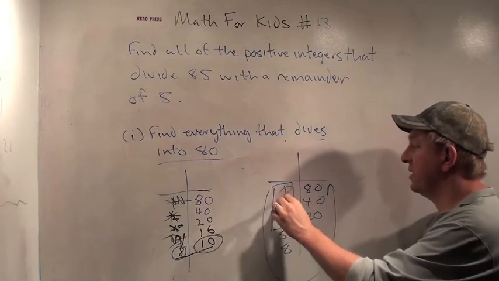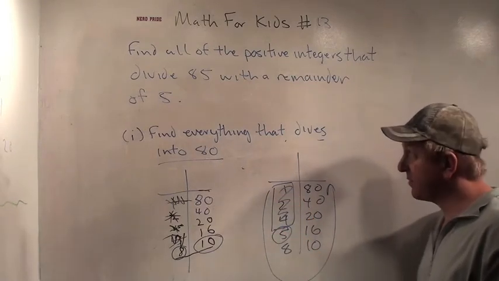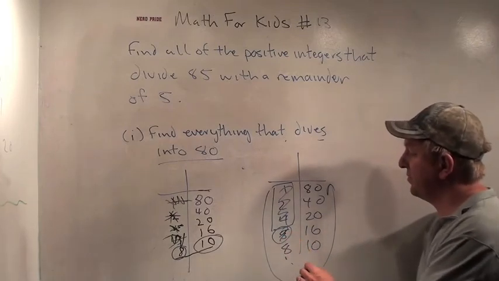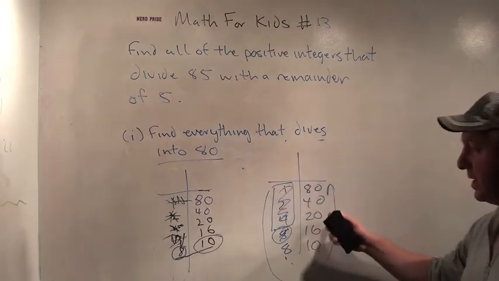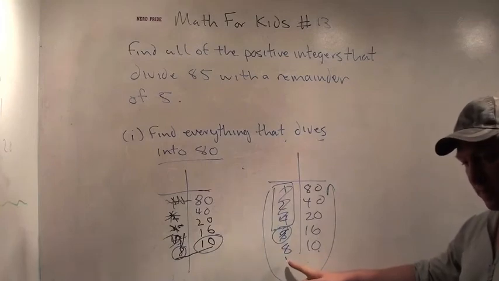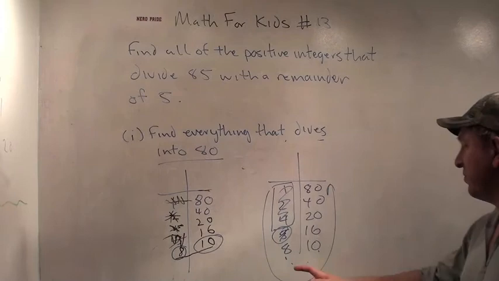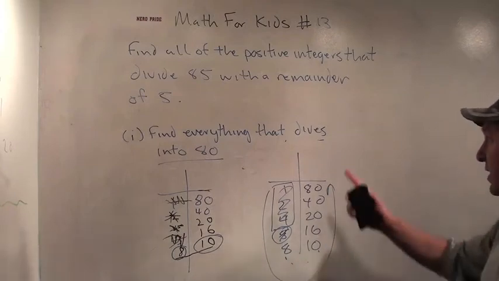We just scribble out these. Now 5 also cannot leave a remainder of 5. In fact, 5 goes into 85. But now I have these 6 numbers. We know that all 6 of these numbers go into 80. And we know they're all bigger than 5. And so 85 is 5 more than 80. So what's the remainder when these divide into 85? 5. And that's it. That's all it asks for.